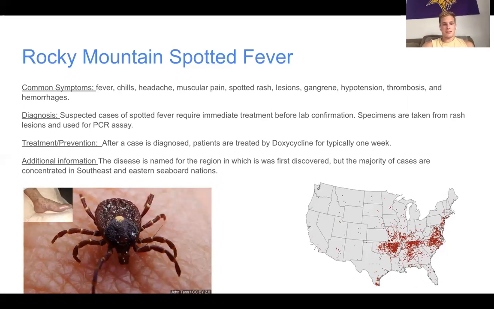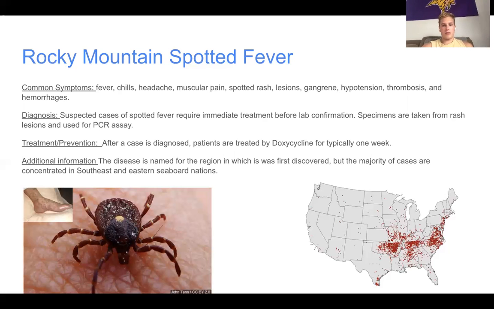But suspected cases of spotted fever require immediate treatment prior to lab confirmation, and then specimens are taken from the lesions on the body and used for a PCR assay. After a case is diagnosed, patients are treated with doxycycline for typically about 1 week. That would be a good case.